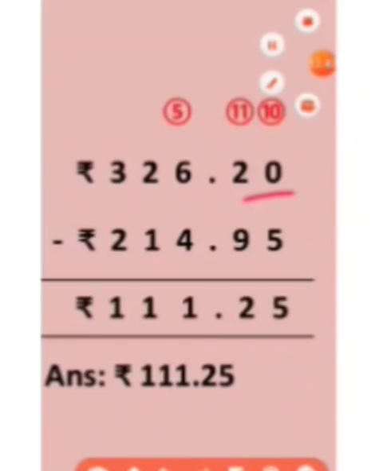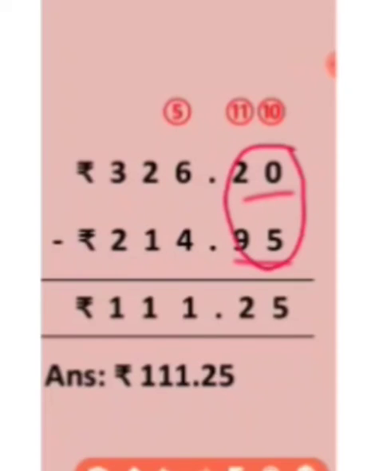So 20 and this is 95. Can you do subtraction? 95 from 20? No. This paise portion, simple subtraction is not possible. So what to do? We have to borrow 1. Borrow 1 from rupees. Now you know 1 rupee is equal to 100 paise.